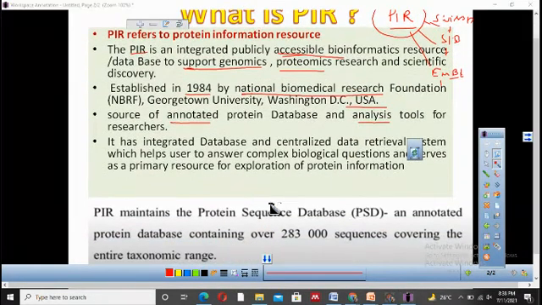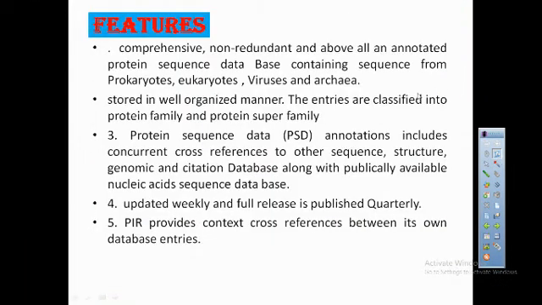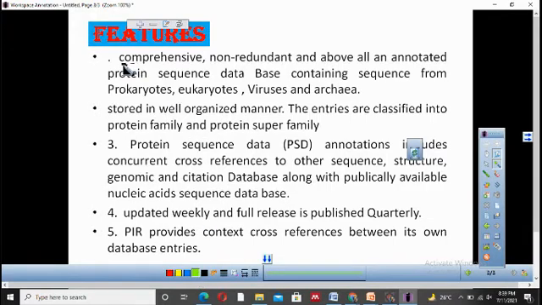So PIR, in a nutshell, is an annotated protein sequence database which covers the entire taxonomic range, and within this range about 283,000 sequences are deposited. The features are: it is comprehensive, non-redundant, that is not repeated, annotated, and it covers the prokaryotes, eukaryotes, viruses, and the archaebacteria. Above that, it is well organized, and all the entries are classified into protein families or protein superfamilies.